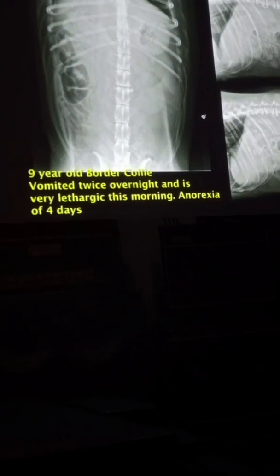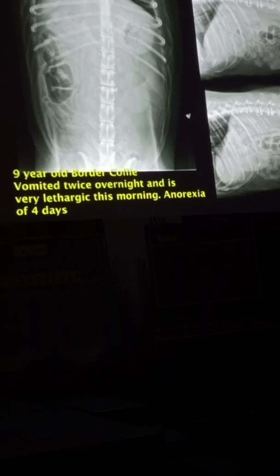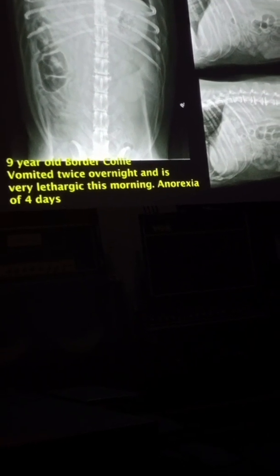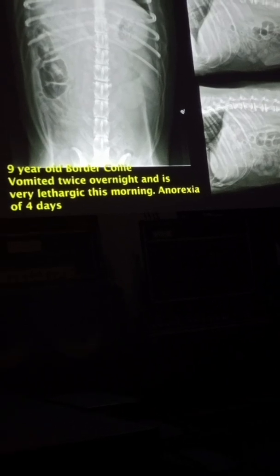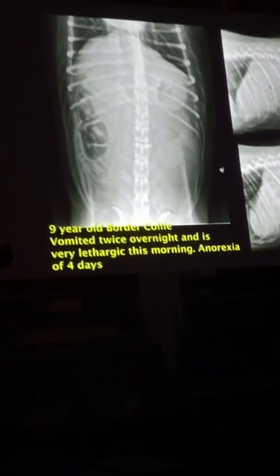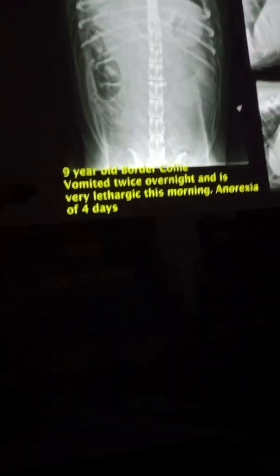All right? Now, we're going to end with this case. This is the last case we're going to do. This is a 9-year-old border collie, vomited twice overnight, lethargic this morning, anorectic for 4 days. This dog hasn't eaten in 4 days. One of the first things I taught you was look at the context. If this dog hasn't eaten in 4 days, what the heck is going on here? There's something in the stomach.